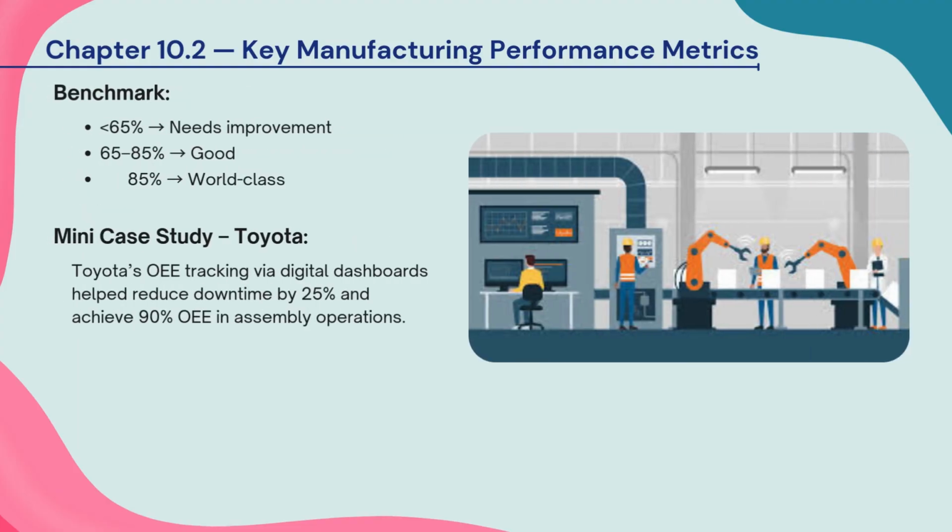This slide explains OEE benchmarks. Anything below 65% means the equipment needs improvement, 65 to 85% is considered good, and above 85% is world-class. The Toyota case shows how using digital dashboards for OEE tracking helped cut downtime by 25% and reach 90% OEE in their assembly operations.